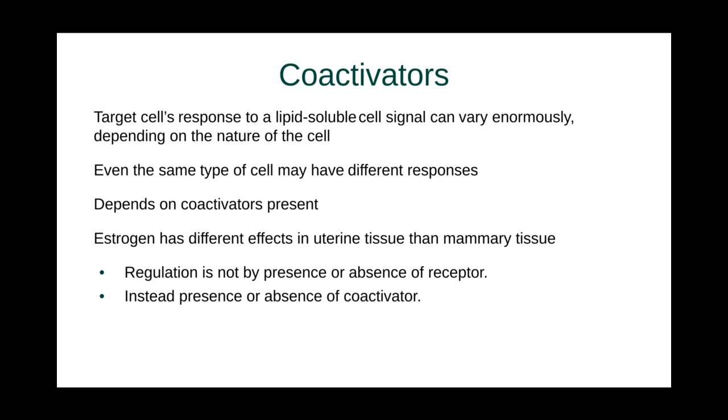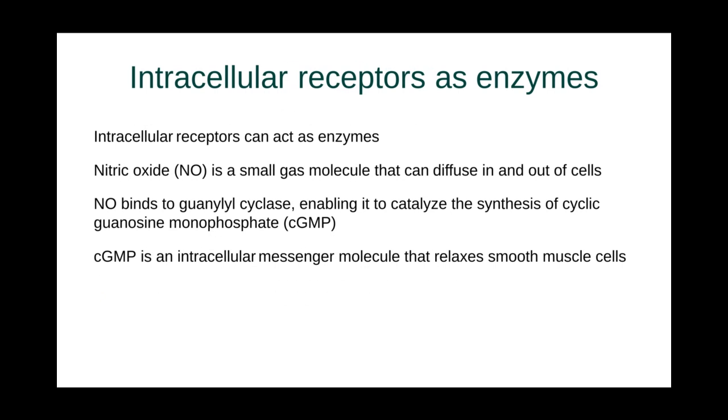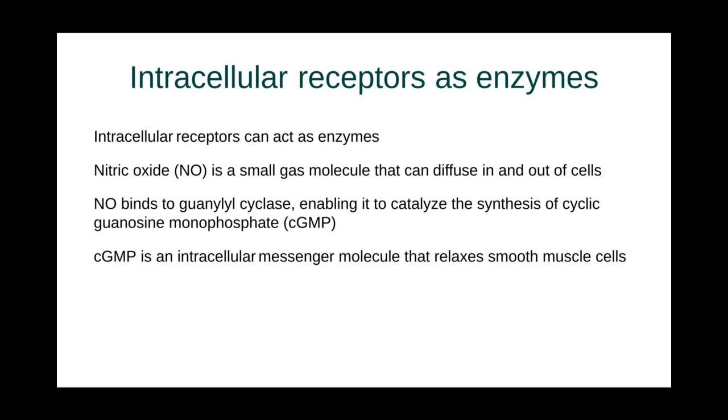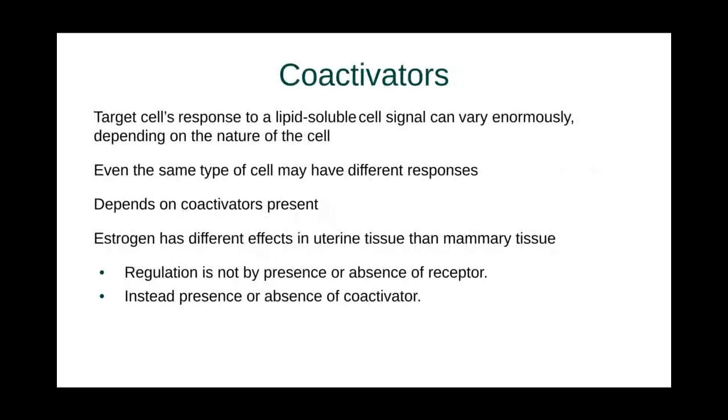So the one we're going to discuss is estrogen. It has several different effects in uterine tissue versus mammary tissue, so breast tissue and downstairs tissue. And the regulation of this is not the presence or the absence of a receptor, but the presence or absence of a co-activator. So we'll get there in just a moment, but just to know, co-activators in this case are dictating how estrogen affects the signaling inside a cell.